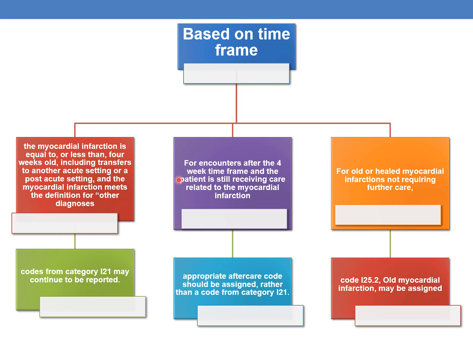The second case, for the encounters after the 4-week time frame, and the patient is still receiving care related to the myocardial infarction. The 4-week time frame has elapsed and the patient is still receiving the care related to the myocardial infarction. In this case, an appropriate aftercare code should be assigned rather than the code for category I21. That is the second case. Coming to the third case, for old or healed myocardial infarction not requiring further care, the code I25.2, old myocardial infarction, may be assigned.